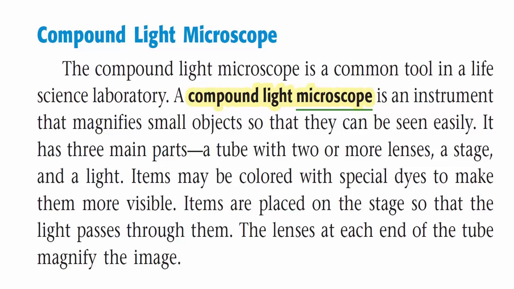Compound light microscope. The compound light microscope is a common tool in a life science laboratory. A compound light microscope is an instrument that magnifies small objects so that they can be seen easily. It has three main parts: a tube with two or more lenses, a stage, and a light.